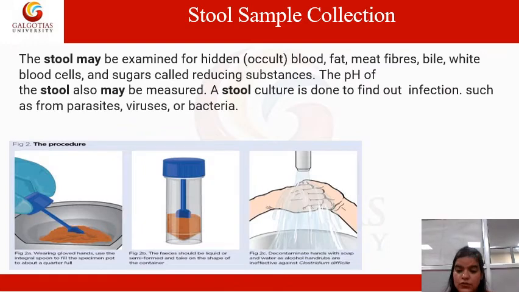Now let's talk about the stool. After urine, the stool sample is also a very important and very indicative specimen. The stool may be examined for hidden blood, fat, meat fibers, bile, white blood cells, and sugar called reducing substances. The pH of the stool may also be measured. A stool culture is done to find infections from parasites, viruses, or bacteria.